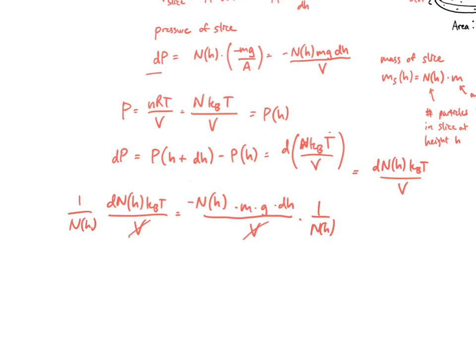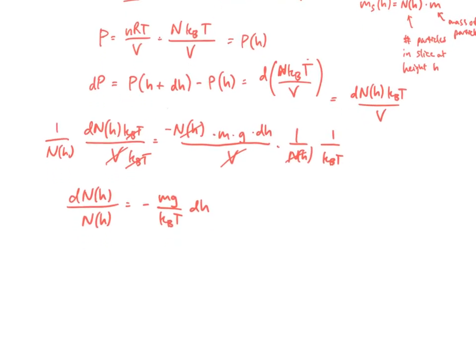I want to get the N's all on one side, and I want to get everything else on the other side. So I'm going to divide both sides by k_B T. Okay, the k_B T's cancel out on that side, the N's cancel out on this side, and what I'm left with is dN(h) over N(h) equals negative mg over k_B T dh, like that.